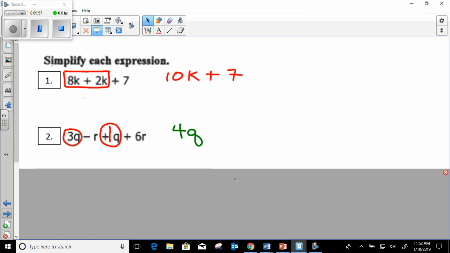And then you have an r. This is a minus 1r, so you could put the 1 there. So a minus 1r plus a 6r. You really have to know your integer rules. So a negative 1r plus 6r would give you a positive 5r.